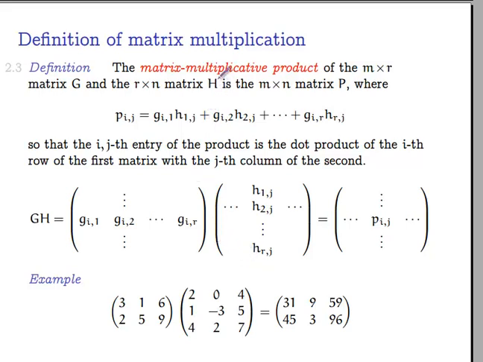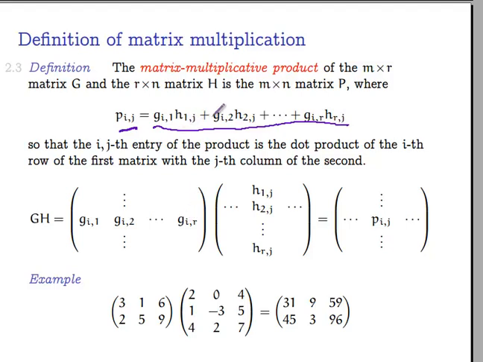Okay, so if we just want to define this operation in terms of the arithmetic, the ij entry of the product is expressed in this way. Now notice that G is the first matrix and H is the second matrix. So we have Gi1, Gi2, Gir. And those are all the entries in the ith row of G.